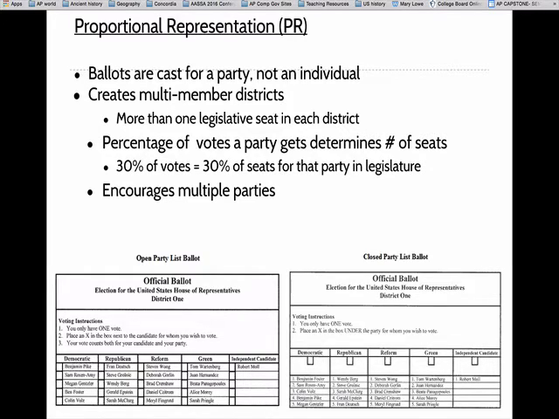So you can see that this is a positive because it actually encourages multiple parties. If your party only gets 1% of votes, then you're guaranteed to have at least 1% of the seats within the legislature. So this allows for a little bit more diversity than the plurality system that we just talked about.